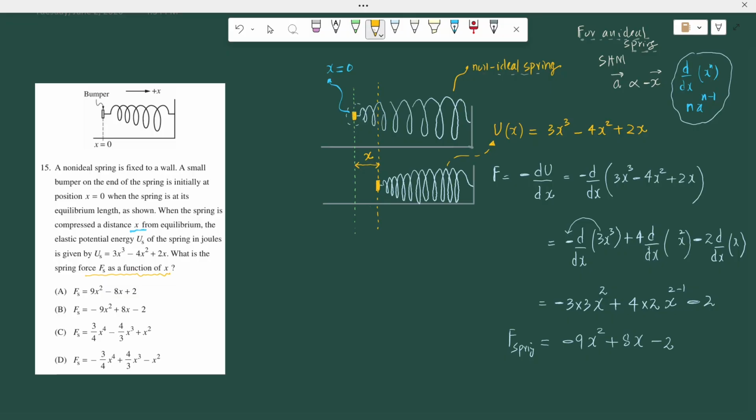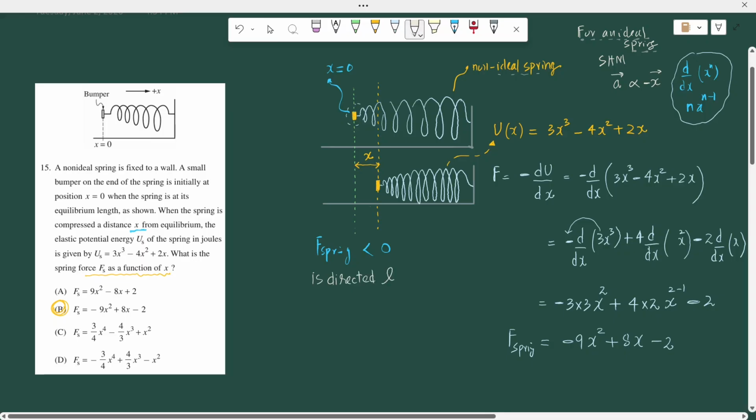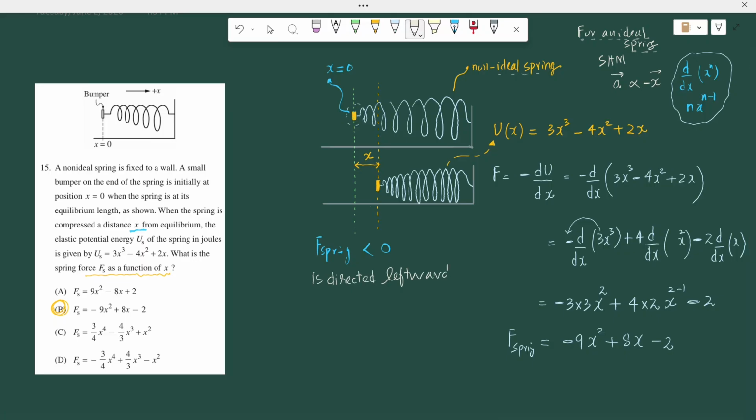So that should be option B. Now let me quickly explain the meaning of this force. If you put any value of x in this expression, you wouldn't get a spring force greater than 0. It is always less than 0. It means that all the time the spring force is directed leftward. Conceptually, this spring force is not exerted to the right at any time; it will be towards the left. So option B is the right answer.